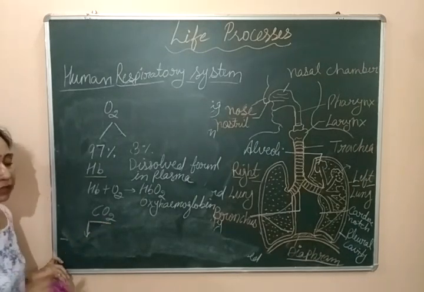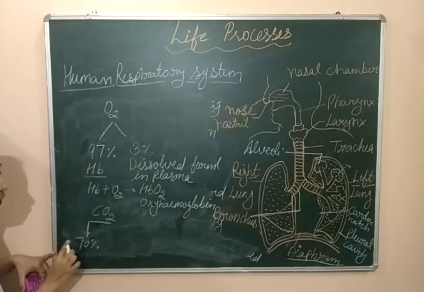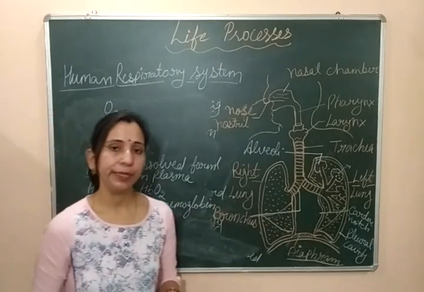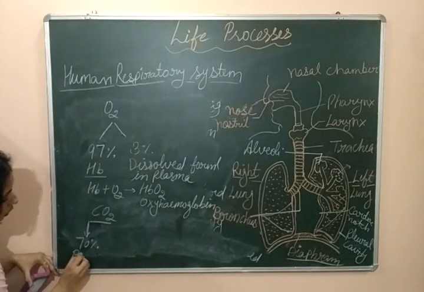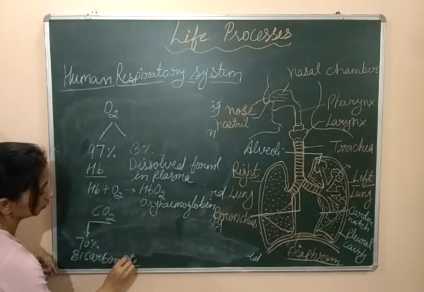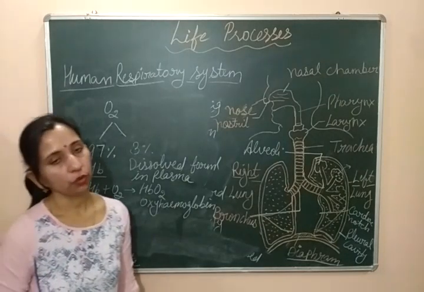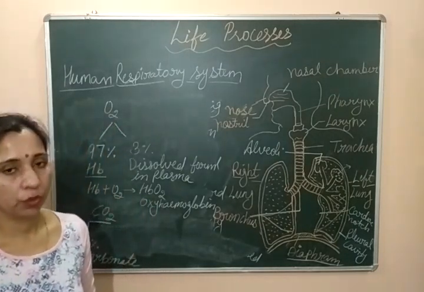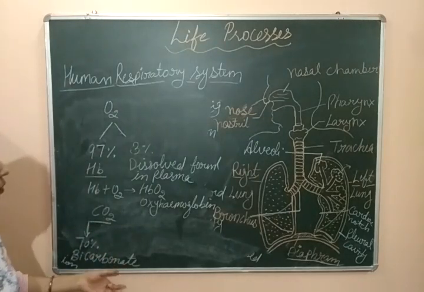Almost 70% of carbon dioxide is transported in the form of bicarbonate ions. Up to 70% of carbon dioxide is transported in our body by bicarbonate ions. What is this? We will discuss it also.